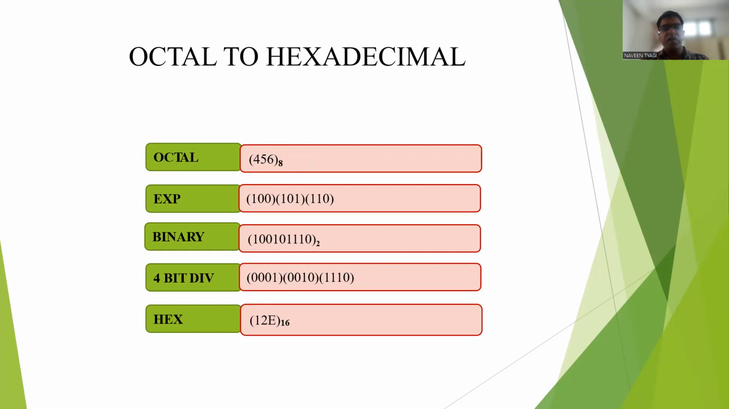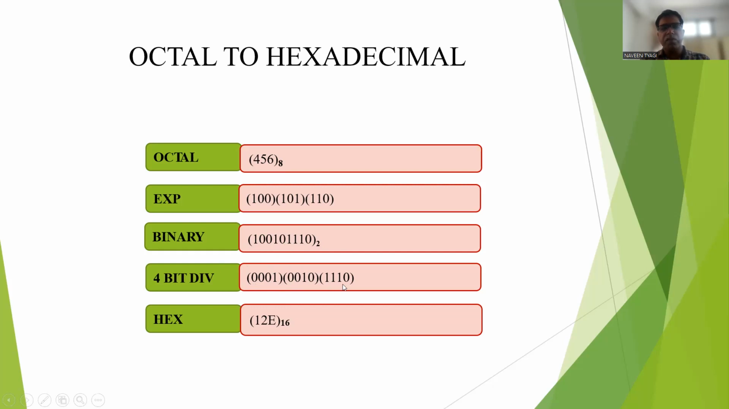Here, because each digit of a hexadecimal number is equivalent to a 4-bit binary number. So what we do with the 4-bit division is start from right to left, and for the other numbers we place zeros. For the last one we place zeros here, so we make it a 4-bit binary.